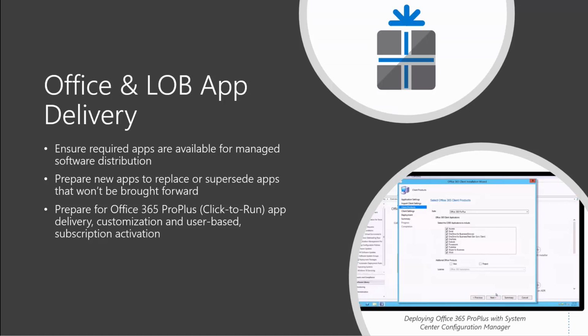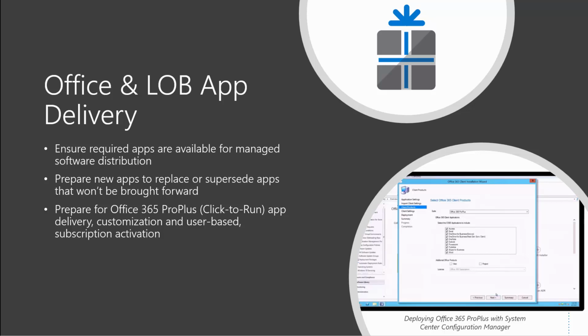Okay, so let's talk about Office and LOB app delivery. So this is really about application packaging and configuration, ensuring that you have an automated way to deliver apps, ensuring that you've got a way to replace or supersede apps, and when you need to bring them forward. This is especially the case for things like antivirus or VPN apps, kind of as part of the compatibility story we just talked about. And then another huge aspect of this is just learning about Click-to-Run. So this is not just Office 365 ProPlus, but also Office 2019 volume licensing.